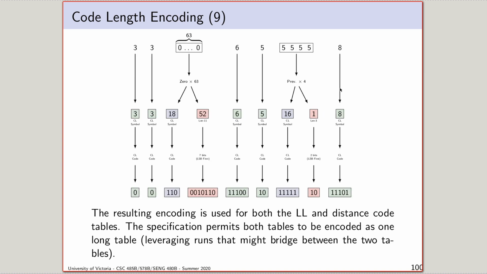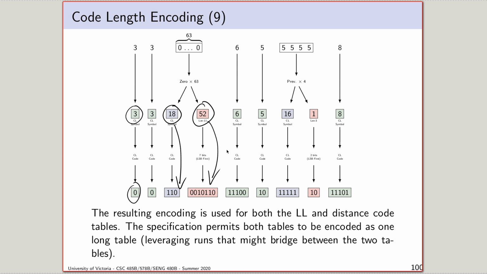So I'd say here, I take the CL symbol, run it through the code. It turns out it just gets the single bit 0. Code symbol 18 becomes 110. This gets encoded just like the offsets before. It's a 7-bit value, and rule number 1 applies, so I have to encode the least significant bit first.